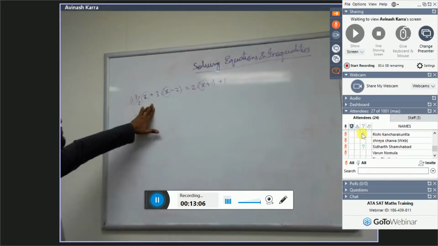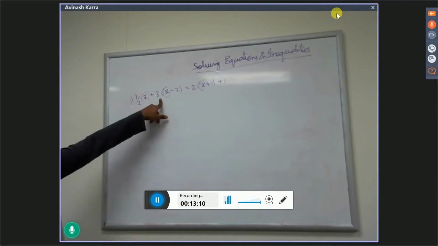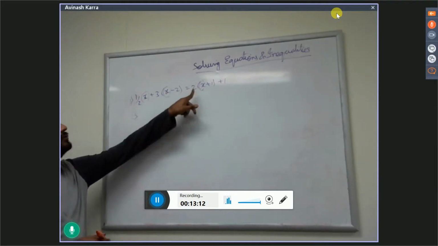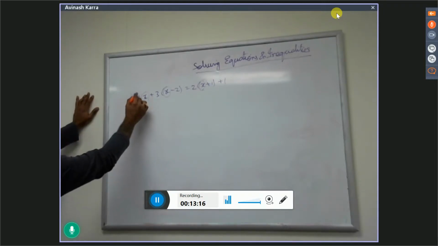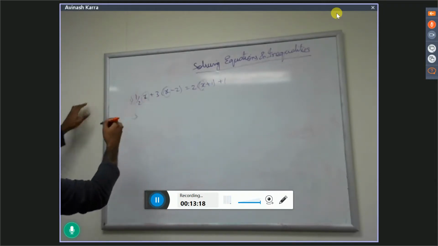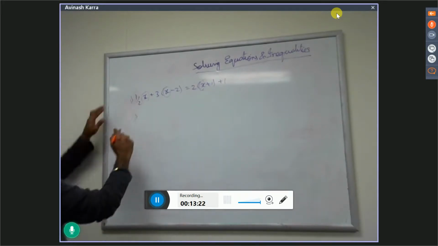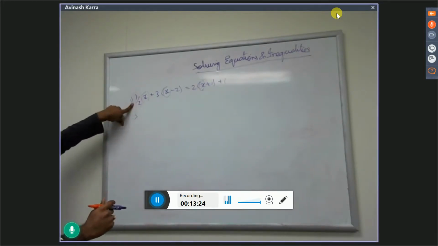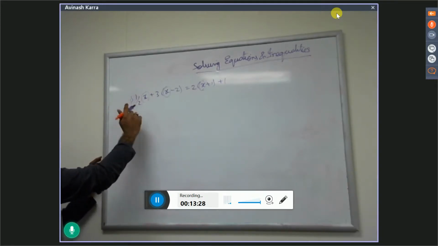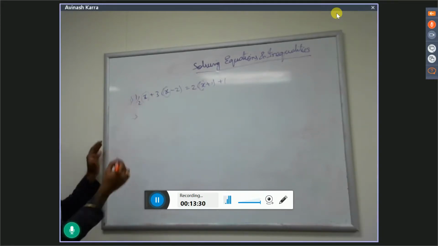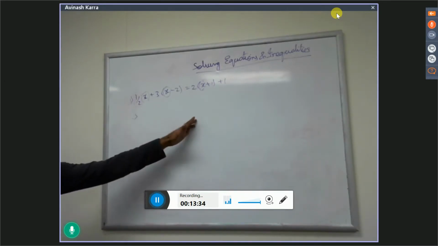So in this equation, what is given on the LHS? 1 by 2 x plus 3, into x minus 2, equal to 2 into x plus 1, plus 1. Here there is a factor, right? First we need to get rid of this factor. To do that, what do I need to do? I need to multiply by 2 on both the LHS and RHS.